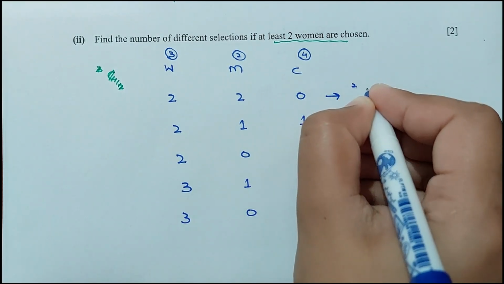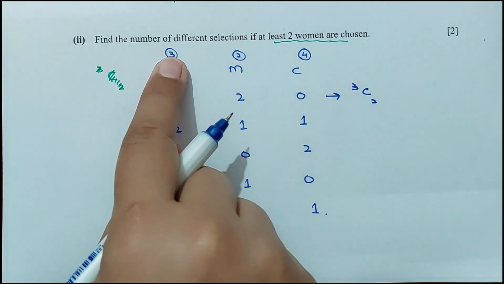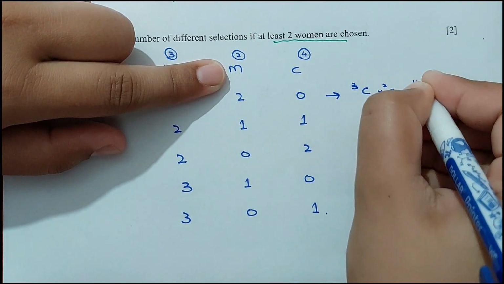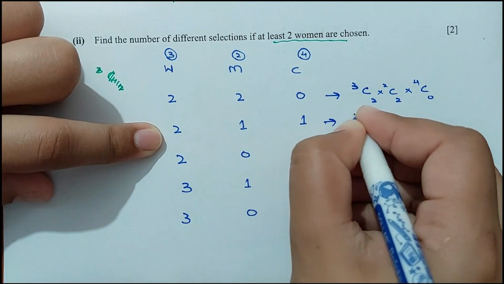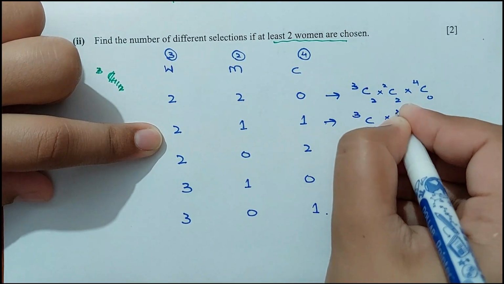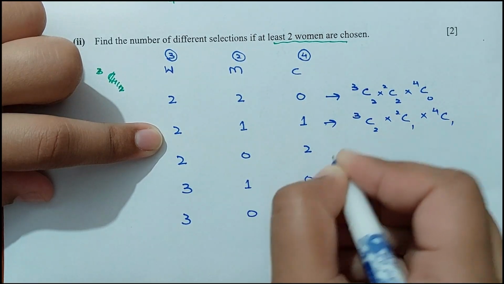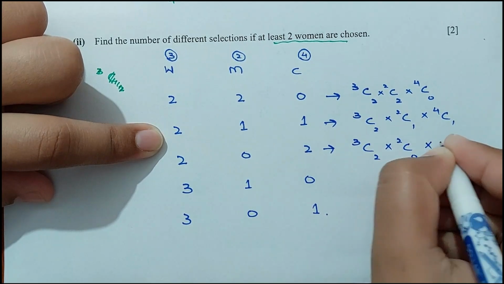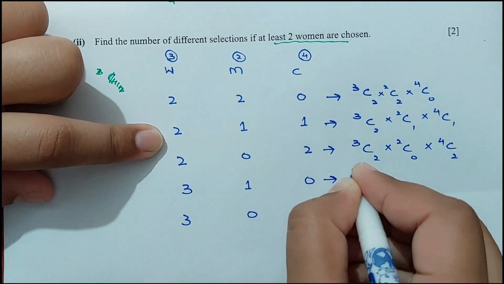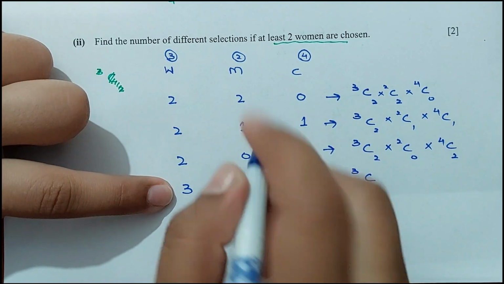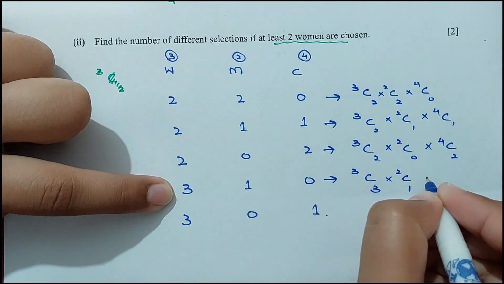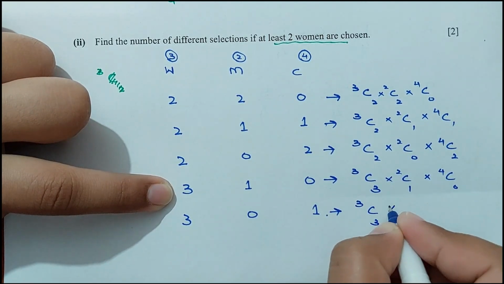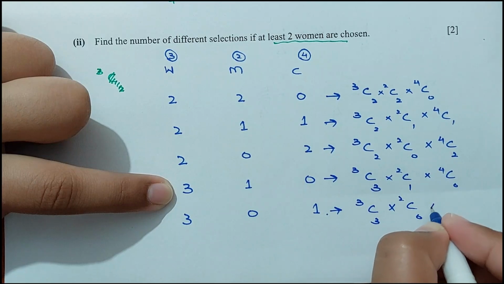So from here we can say 3C2, women are 3 and C2, 2C2, and times 4C0. The next combination is 3C2 times 2C1 times 4C1. And the next is 3C2 times 2C0 times 4C2. And the next would be 3C3, and 2C1 and 4C0. And this would be 3C3 times 2C0 and times 4C1.